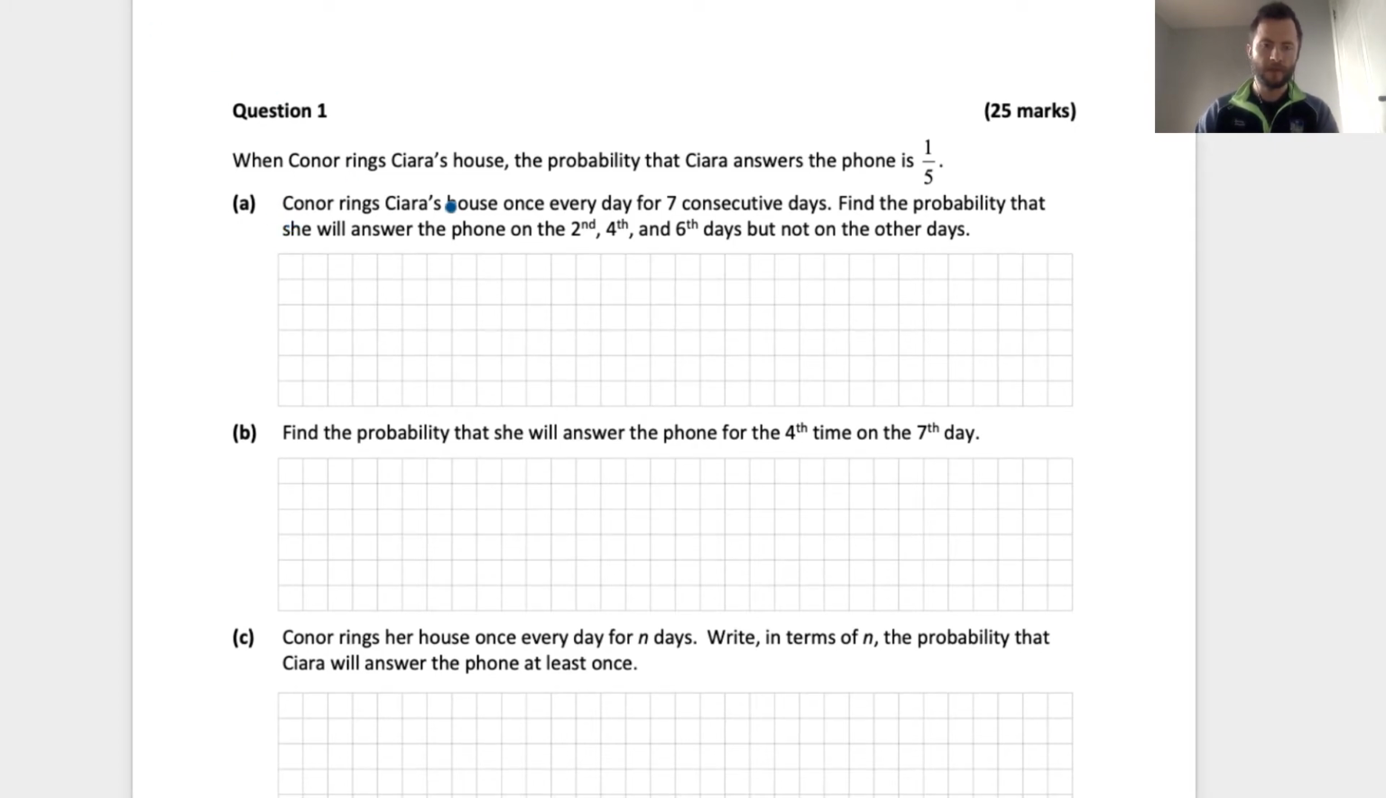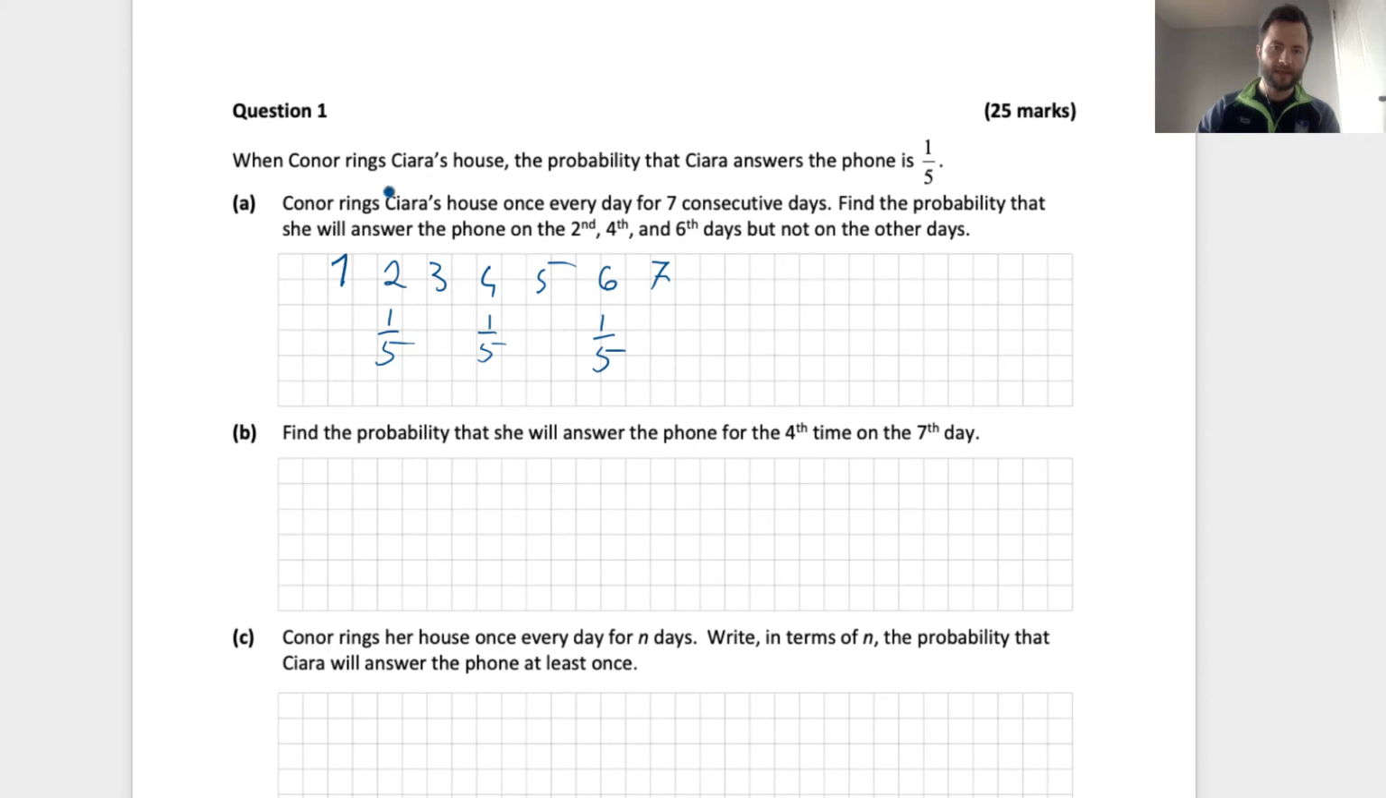So question 1 says that when Connor rings Kira's house, the probability that Kira answers the phone is 1/5. Connor rings her house once every day for 7 consecutive days. We have to find the probability that she will answer the phone on the 2nd, 4th and 6th day. So we have 7 days. And on day 2, 4 and 6 she answers the phone, and the probability of that is 1/5. So 1/5 by 1/5 and 1/5.